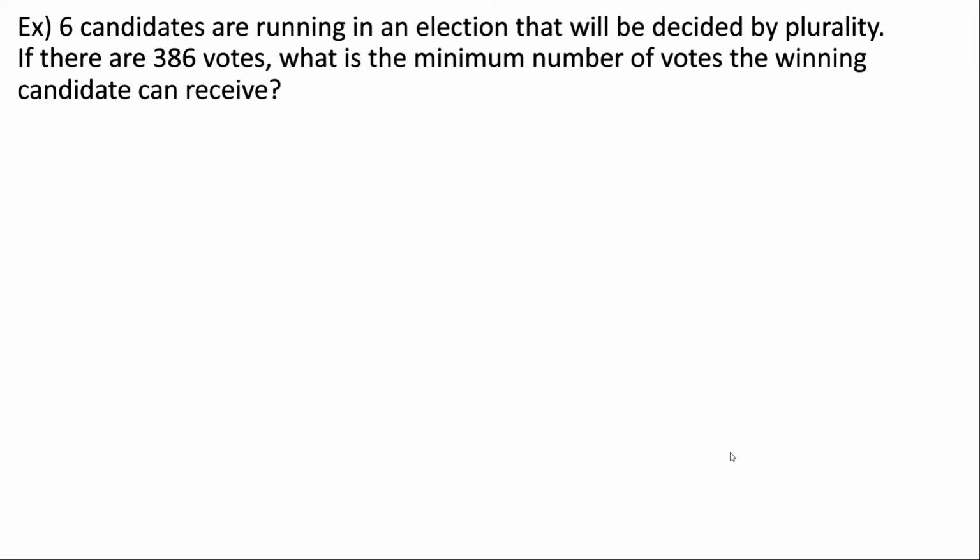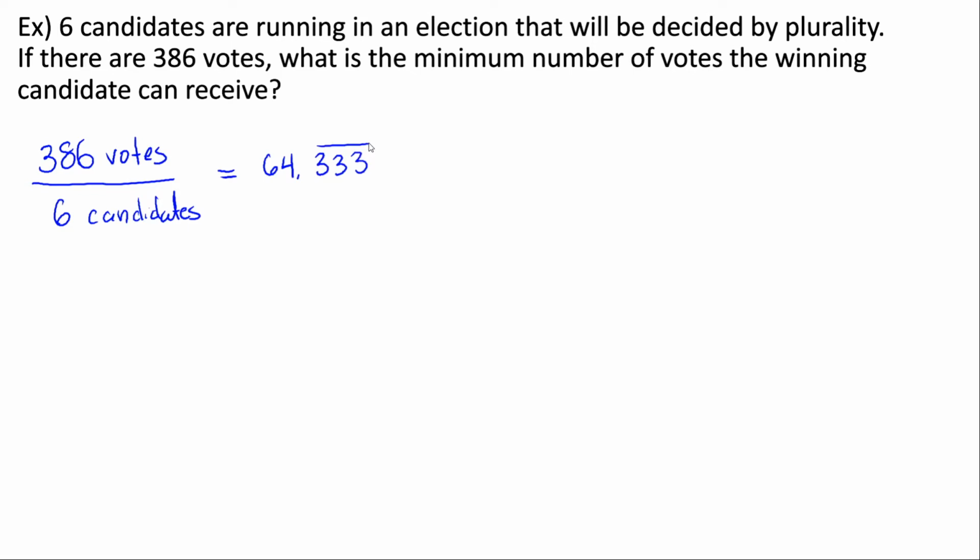So here we are being told there's 6 candidates running an election that's going to be decided by plurality. If there are 386 votes, what is the minimum number of votes the winning candidate can receive? We have 386 votes, and we're going to divide this by 6 candidates. We do our division, and we end up getting 64.333.